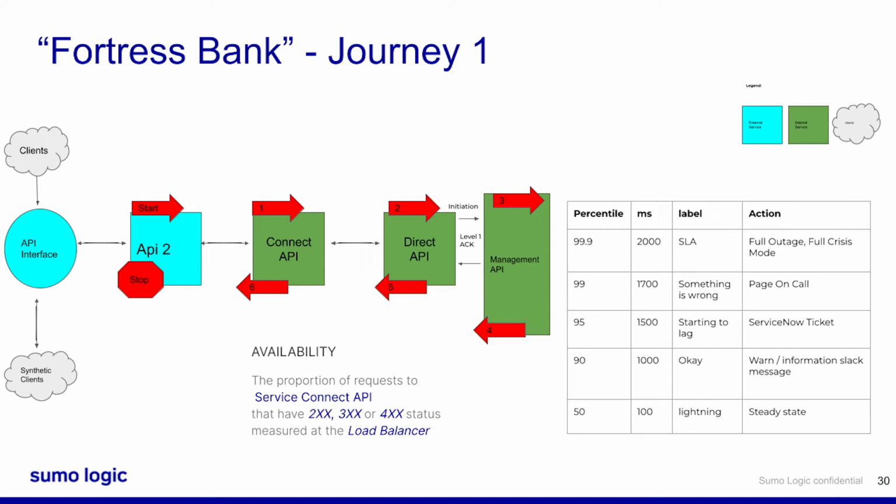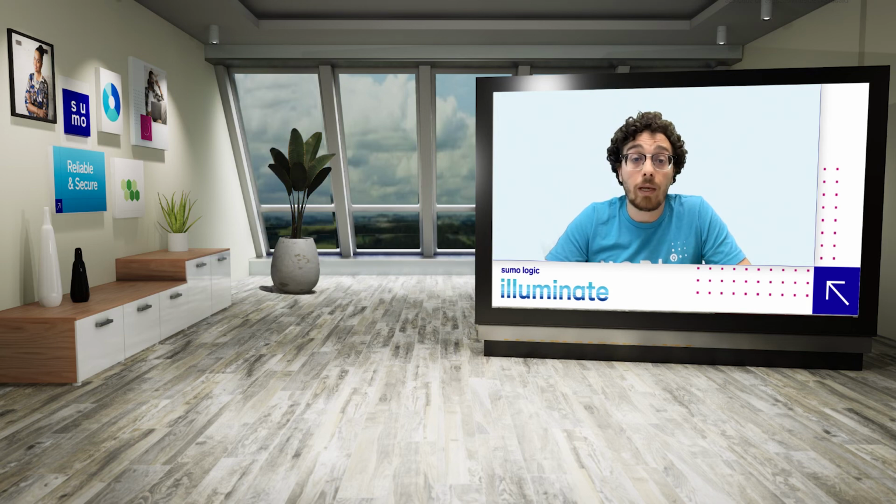It was decided that OK behavior was defined at the 90th percentile, which takes 1,000 milliseconds. And when that occurs, let's give the ops teams a heads up with a Slack message. Going further, we could also define laggy behavior to be when the 95th percentile is at 1,500 milliseconds. And when that SLO is breached, let's submit a formal ServiceNow ticket.